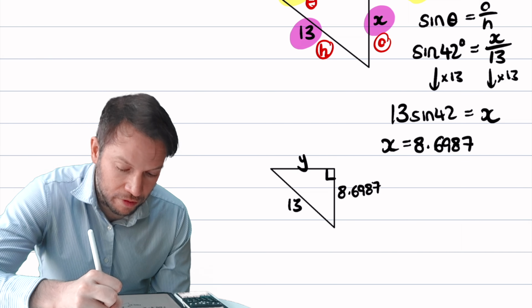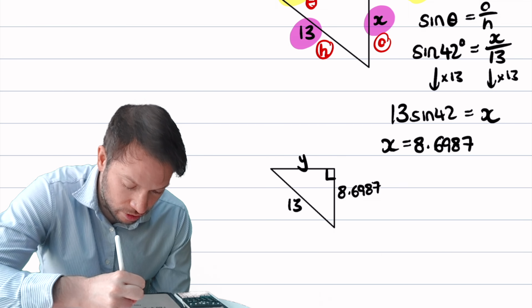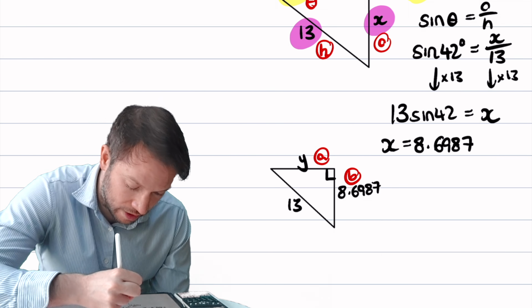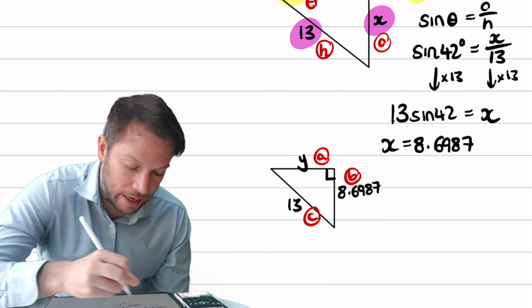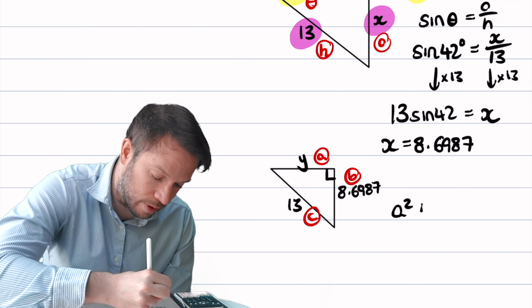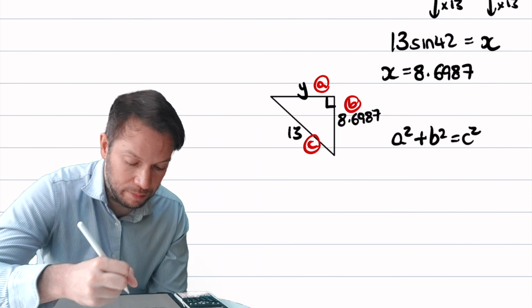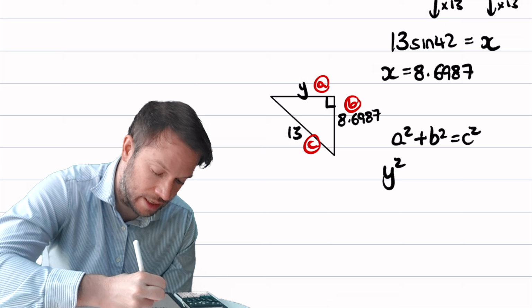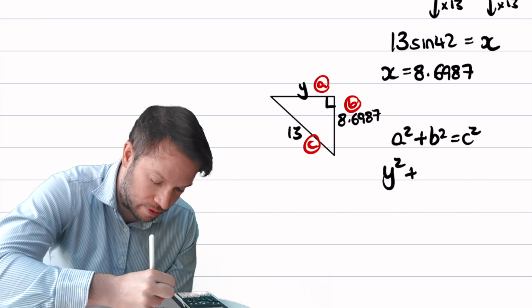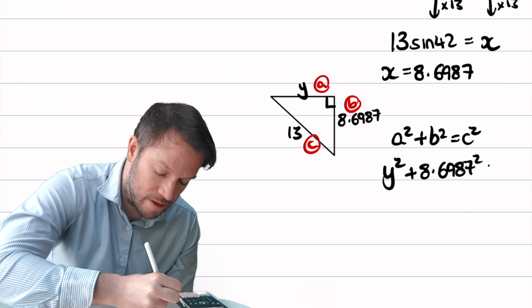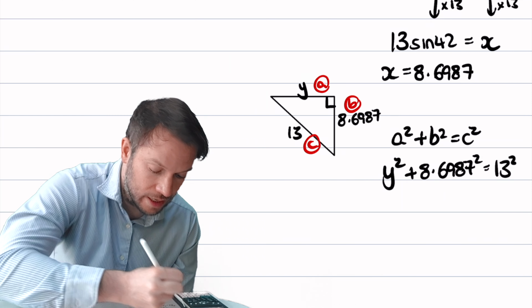Now, remember how we label the sides of a right angled triangle? Well, the two shorter sides we label as A and B, and the hypotenuse, the longest length, we label as C. And then Pythagoras' theorem is A squared plus B squared is equal to C squared. So we substitute in, we get y squared plus 8.6987 squared is equal to 13 squared.